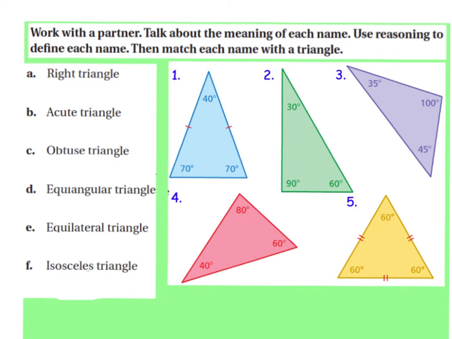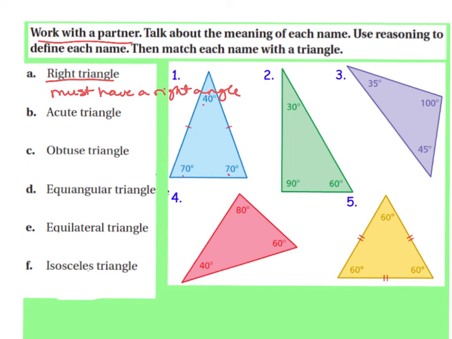So let's go ahead and do this first slide all together. It says to work with a partner, but we're going to do it all together. We're going to talk about the meaning of each name and use reasoning to define each name and then match it with a triangle. So a right triangle, we're going to start with this, must have a right angle. So we're going to go through and find the one that has a right angle.